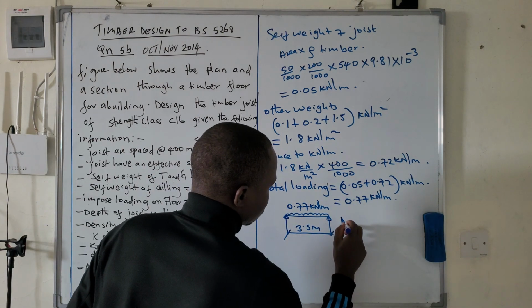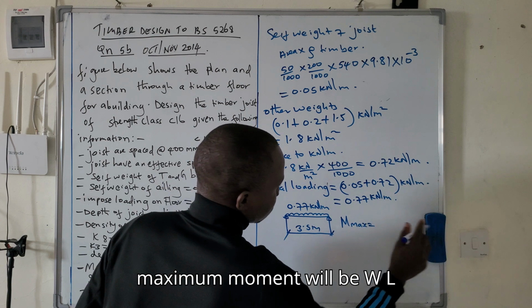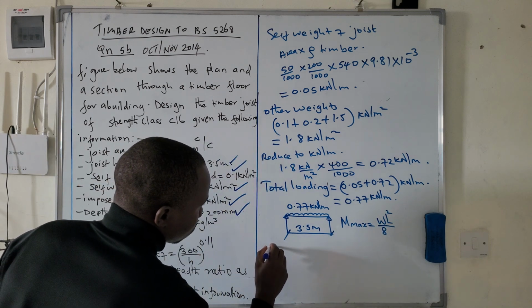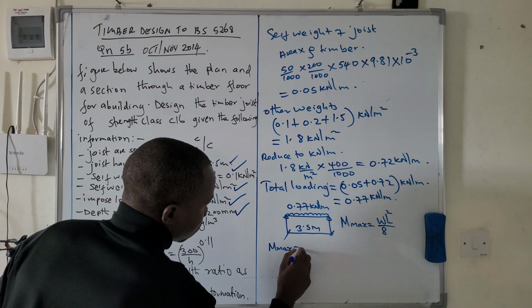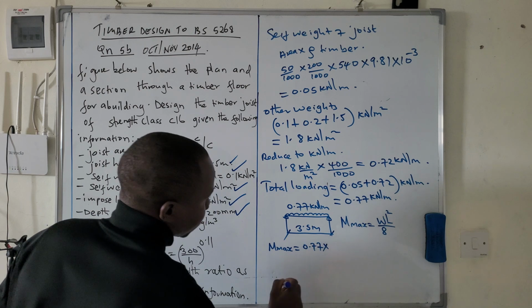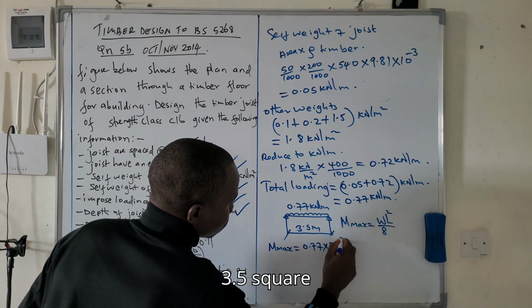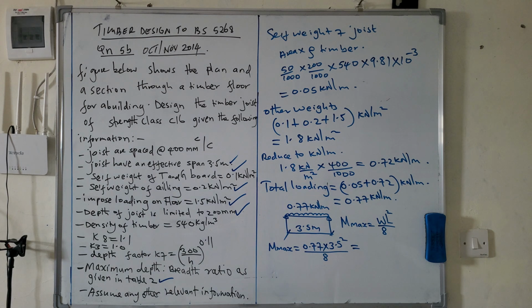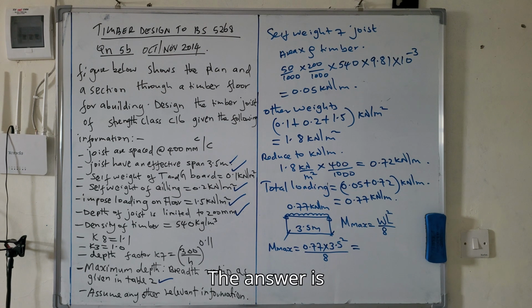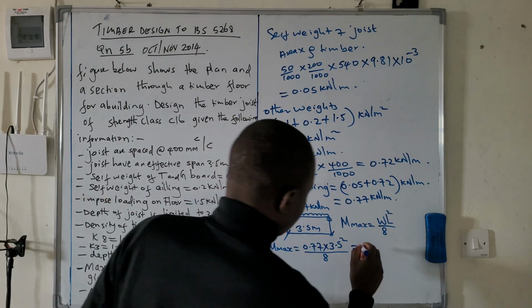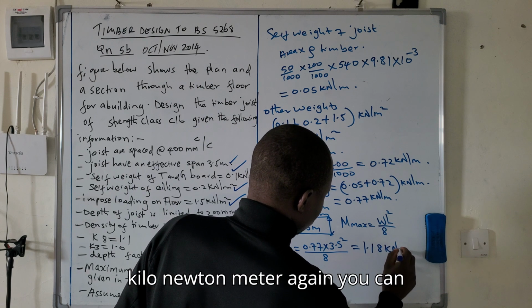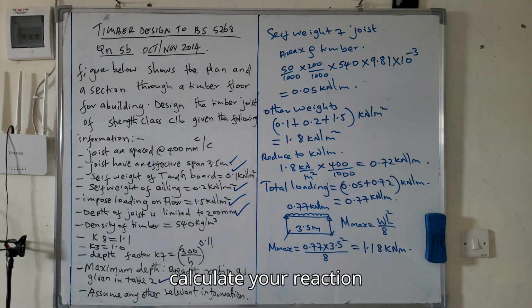So M max, the maximum moment will be W L square over 8. So the W is 0.77 times L, 3.5 square over 8. So our answer will be 1.18 kilonewton meter.